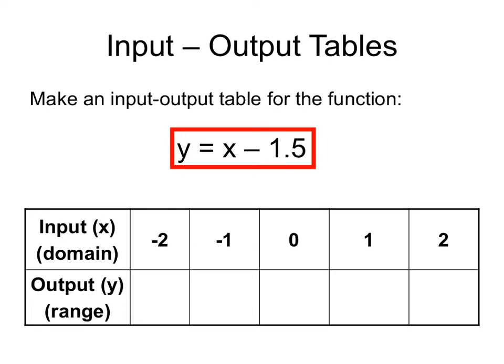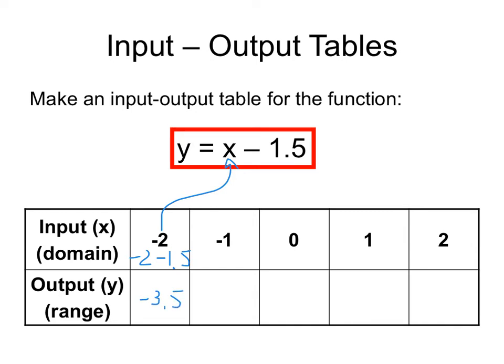All right, let's actually create an input-output table now. We're going to use this as our function: y is equal to x minus 1.5. Looking at my table, my inputs, or my x's, are listed here in the first row. What that means is I'm going to substitute my negative 2 where x is, and I'm going to do the math out. So I would have negative 2 minus 1.5, which would be negative 3.5.